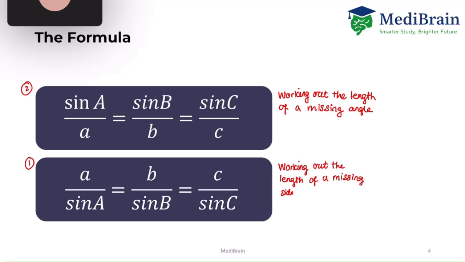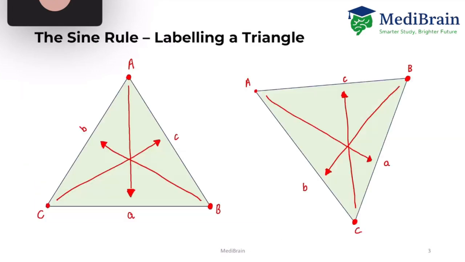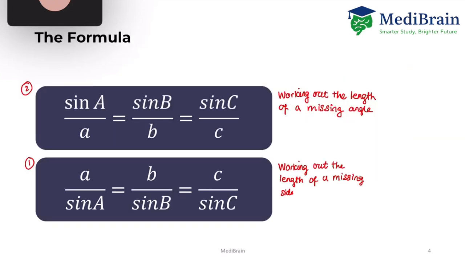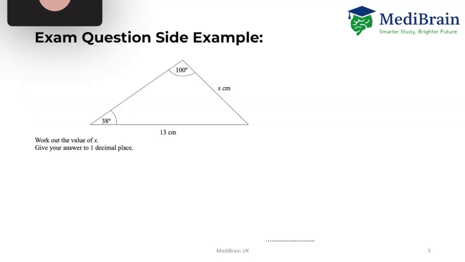So the questions that we're going to start off by looking at are going to be working out the length of a missing side. So we're originally going to be using this formula over here. Okay, so a over sine A equals b over sine B equals c over sine C. And we're going to take this step by step until we get to an answer. Then I'm going to give you some questions to have a go at yourself, and then we'll go through them as well.